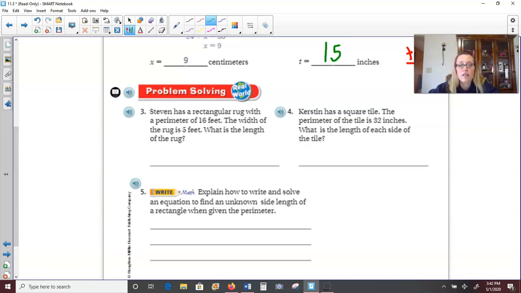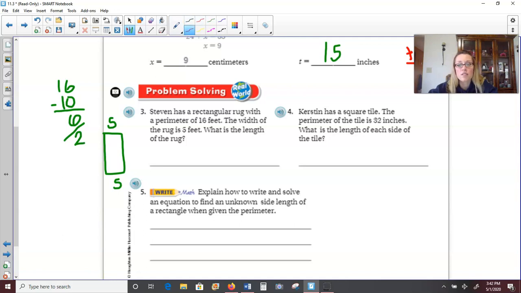Okay. Number 3, problem solving. Stephen has a rectangular rug with a perimeter of 16 feet. The width of the rug is 5 feet. What is the length? All right, so we know what a rectangle looks like and what that means. If we know the width is 5 at the top, the width is 5 at the bottom, 5 plus 5 is 10. If the total is 16, what's the difference? 6, and then we have to divide that in half because there's still 2 sides that are unknown.